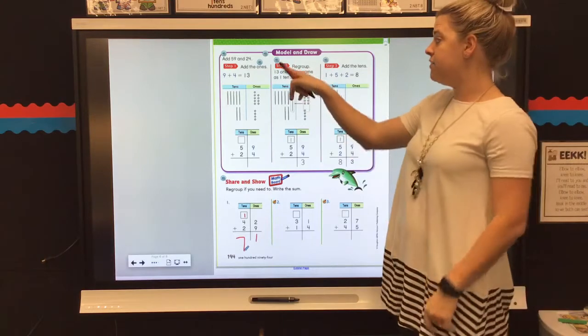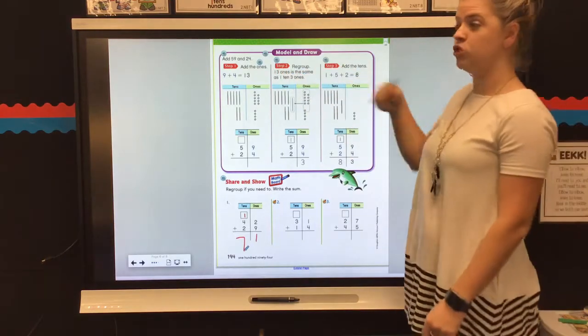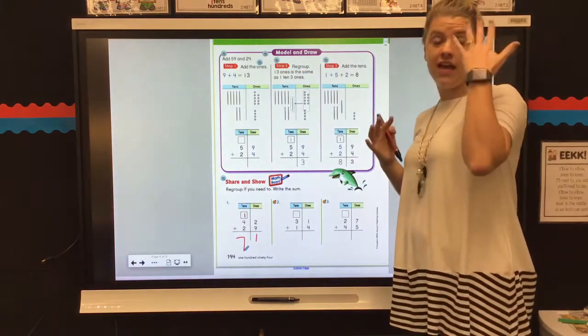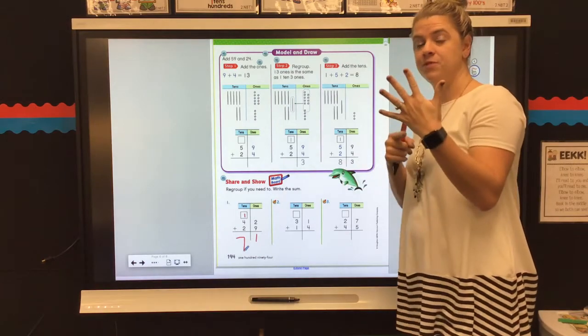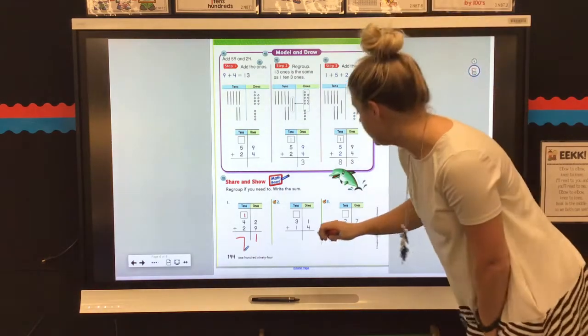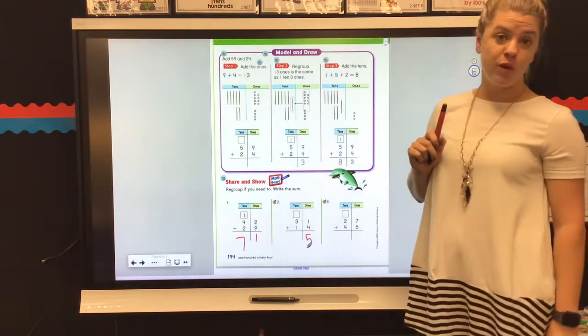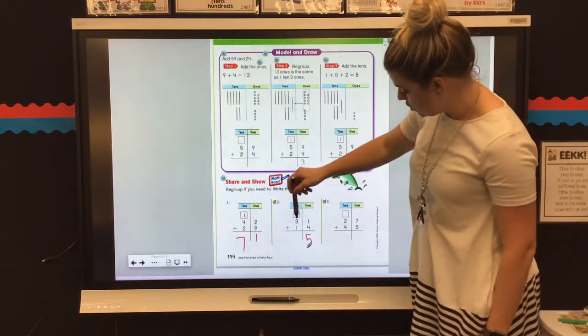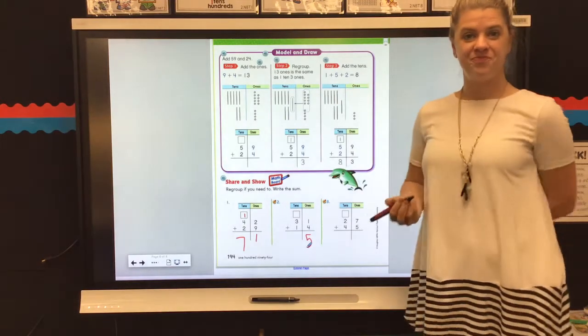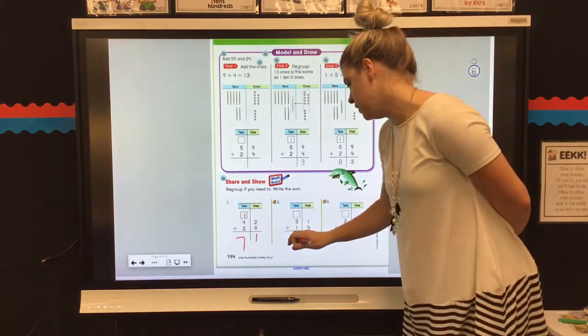Is 5 a big enough number for us to do step 2, which is regroup? Do we have enough ones cubes to make a 10? No. So we will not be regrouping, so we can put our 5 here and then move on to step 3, which is add the tens. 3 plus 1. 3 plus 1 equals 4.